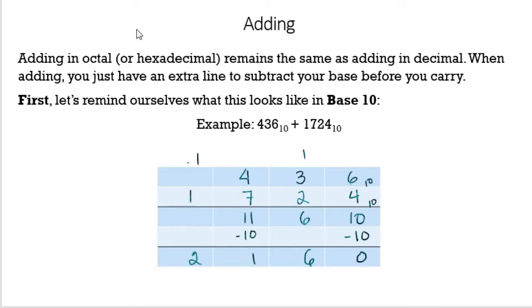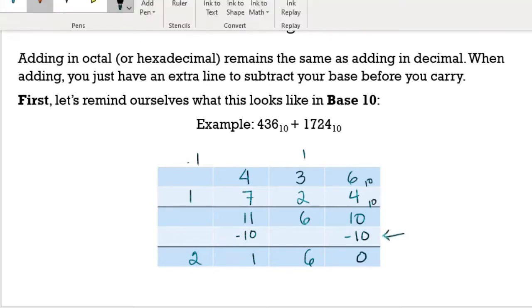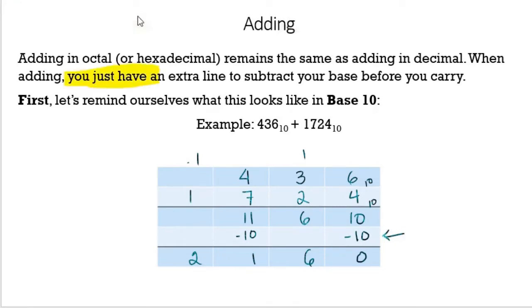We're going to use exactly the same strategy with octal and hexadecimal. We don't usually write out this line. We're not usually quite so explicit about it. This says you just have to add an extra line to subtract your base before you carry. That's what we're doing here. And we're going to do that quite explicitly for octal and hexadecimal just to keep track of our steps.